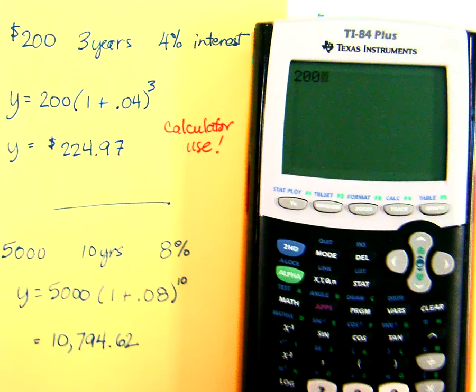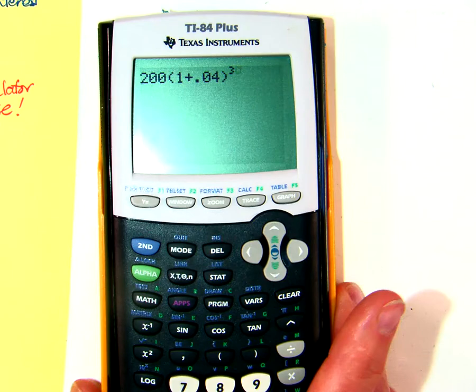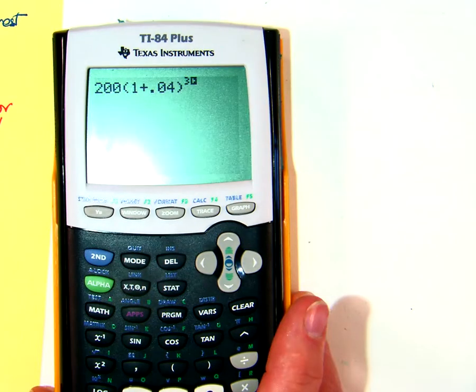So that'll be a $5,000 initial investment, or initial deposit, for 10 years at 8% interest. Y, the yield, equals 5,000, the initial, times parentheses 1 plus 0.08, that's the growth factor, raised to the 10th power for 10 years. Put it in the calculator and there you get it. This is an example of compound interest.